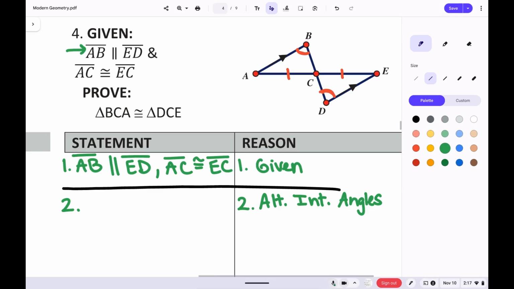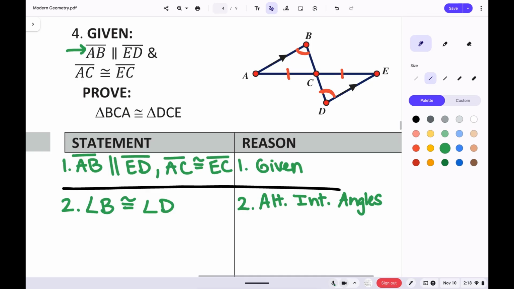In this case, we should just be able to call it by its single letter because there is only one angle that has B as its vertex, and there is only one angle that has D as its vertex. So you don't have to be as nitpicky with the names of these angles because B and D are not being shared by the 2 triangles. So we should just be able to say angle B is congruent to angle D because they're alternate interior angles.